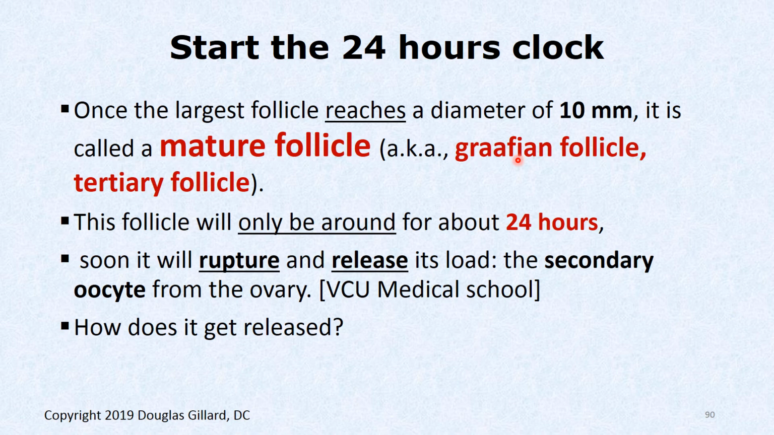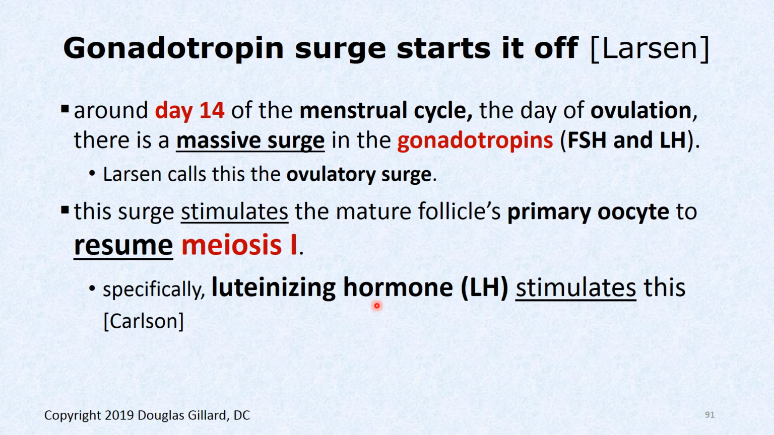He's got to get out of the ovary. All the other ones are sitting on the sidelines rooting it on because all of them are imprisoned in the ovary. This guy wants to get out. So a 24-hour clock starts once he's declared the winner. And soon this guy is going to hopefully rupture and release its load. So how does this start?